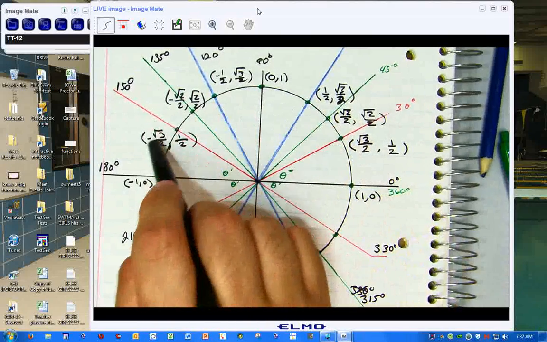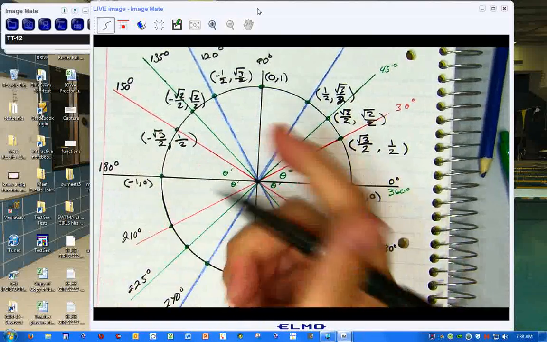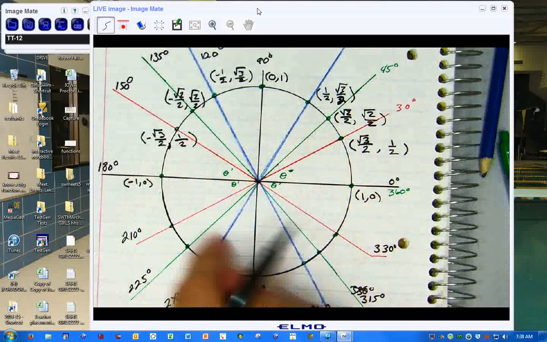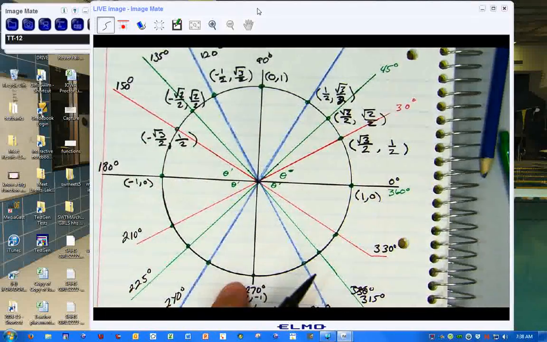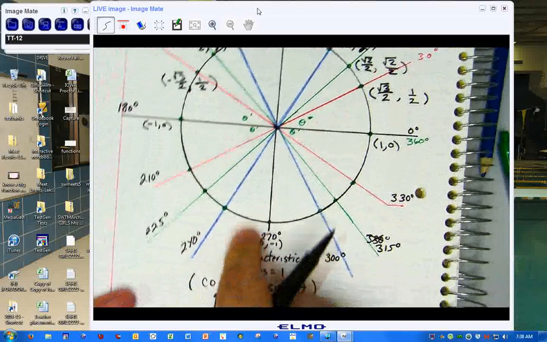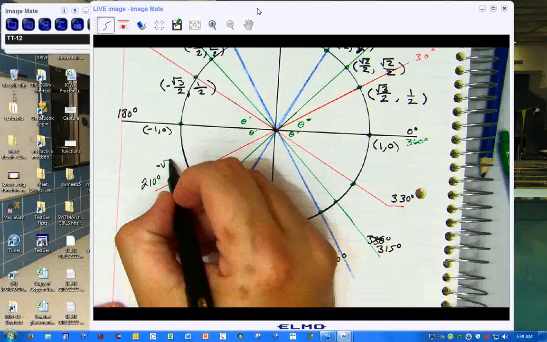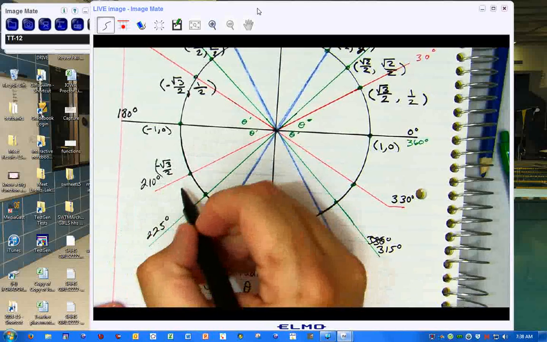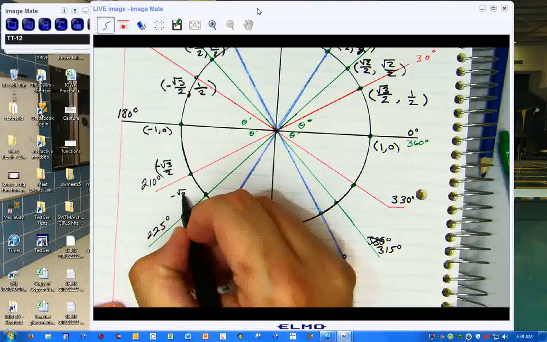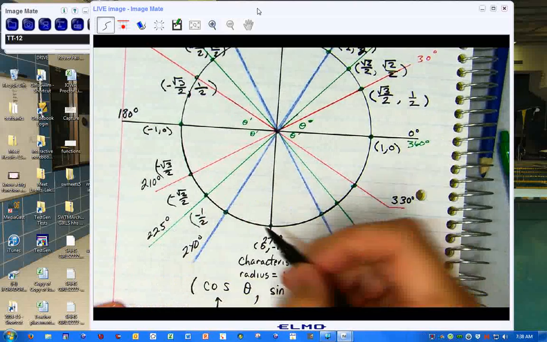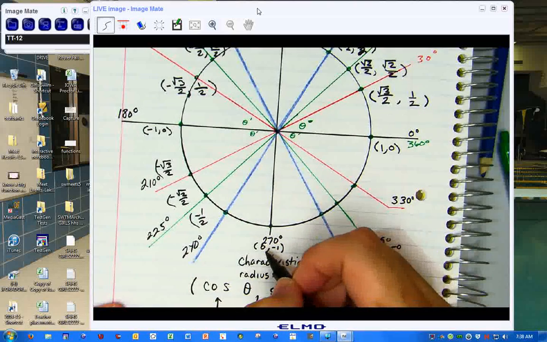1, 2, 3, 1. And if I'm at 1, what's the pattern going to be for this one? Is it going to go 3, 2, 0 or 3, 2, 1? Or is it going to go 1, 2, 3? For cosines, it's going to be 3, 2, 1. And they're still negative. Negative square root of 3 over 2. Negative square root of 2 over 2. Negative 1/2. And then we get down to 0.